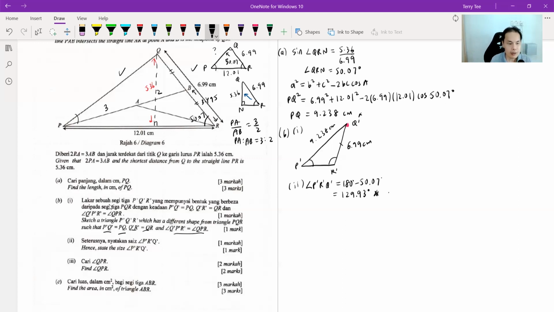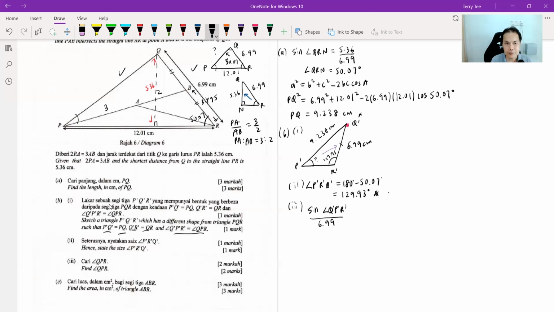Next we want to calculate angle QPR, this angle here. We already know this is 129.93. I define this angle here. In fact, we know the length and the opposite angle, or should I say, the opposite length. So we can use the sine rule. The sine rule works like this. If you're finding Q'P'R', the opposite length is 6.99, so you're going to divide by 6.99.